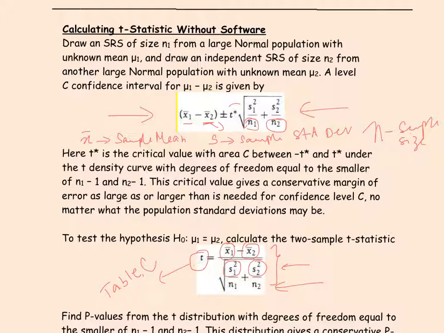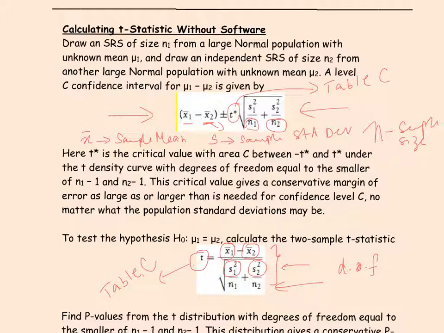The t star here, clearly we've used this in the previous chapter. Again, t star comes from table C, which is the table for the t distribution. Now, one last thing to point out in this two sample procedure is that if you're going to use table C, we need to know what the degrees of freedom are. How many degrees of freedom does this problem have?